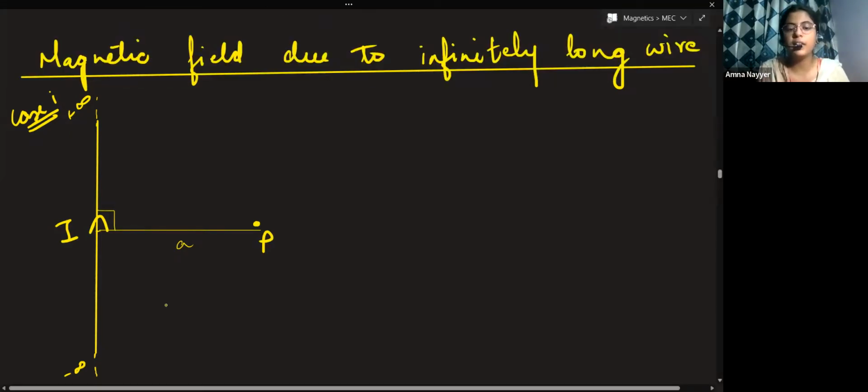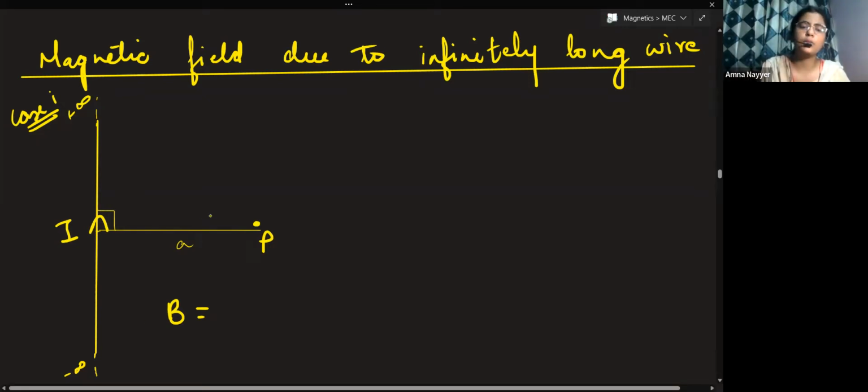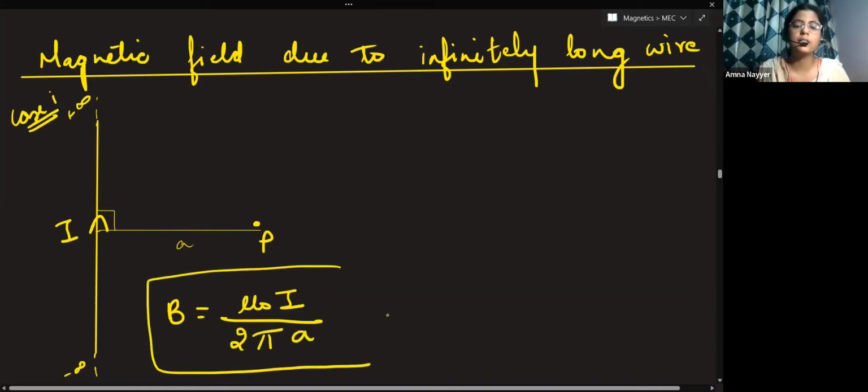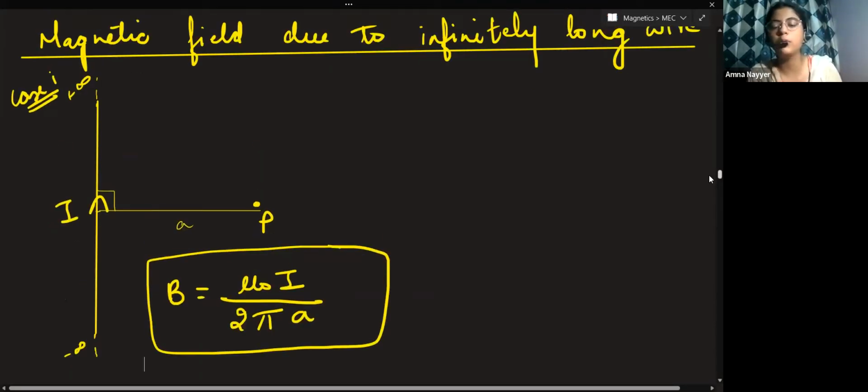So magnetic field formula, you can remember. Length of this conductor is there, but the current element is very small in comparison, so we neglect it and just write A in terms of it. So the formula becomes mu naught I divided by 2 pi A. This is the formula for magnetic field due to infinitely long wire: mu naught I divided by 2 pi A.